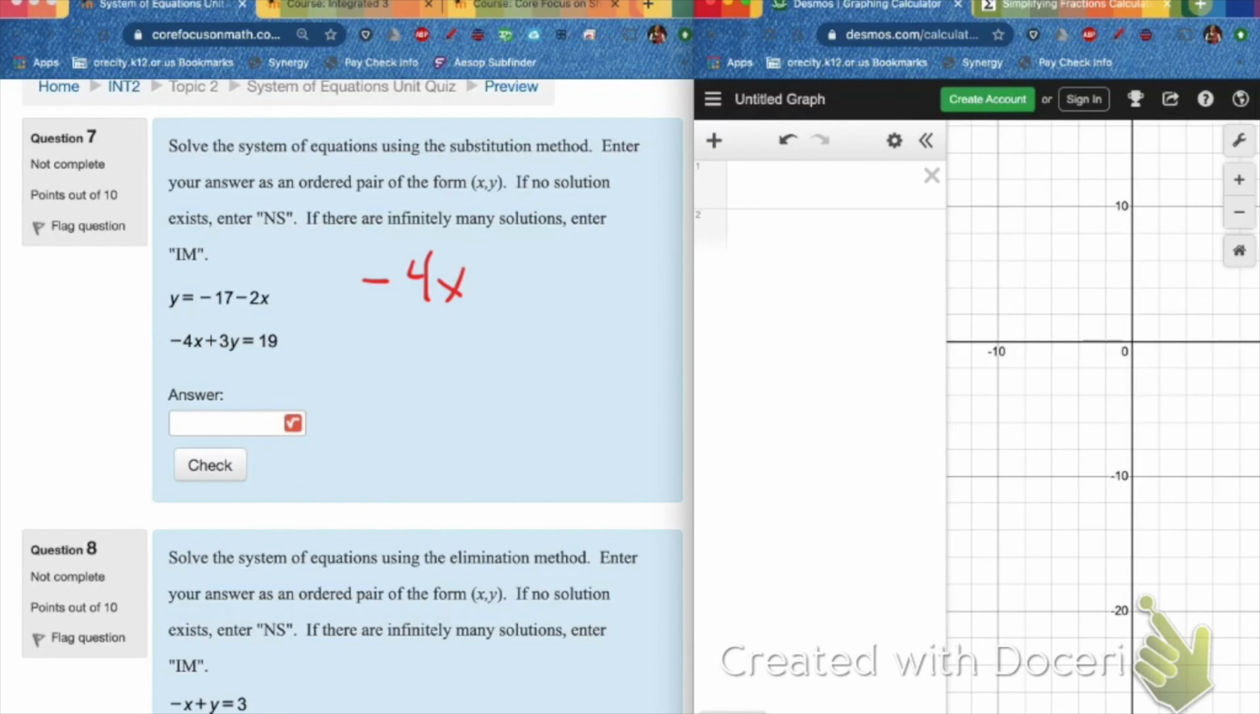But instead of y, I'm going to plug in what y equals in parentheses. So negative 17 minus 2x. Blue matches blue. And then I complete my equation equals 19.